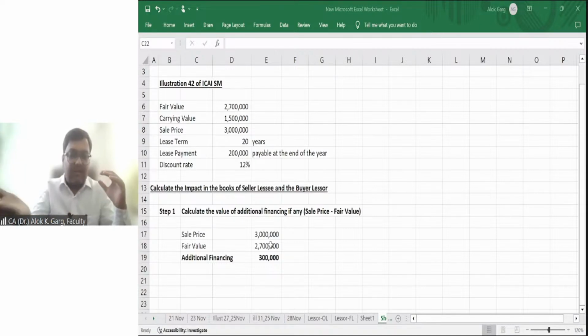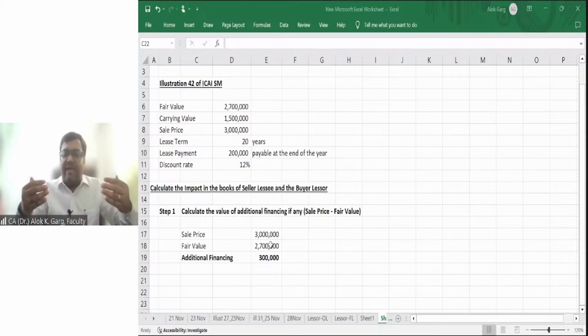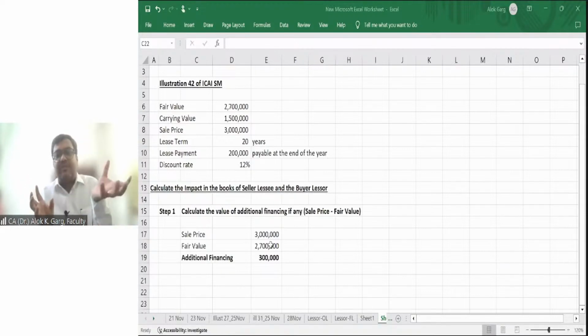What am I paying back to the buyer? 2 lakh rupees every year, right? For a period of 20 years, that means 2 lakh rupees multiplied by 20, 40 lakh rupees. I am paying back 40 lakh rupees to the buyer. So now I need to allocate my lease payment of 40 lakh rupees in the ratio of present value. Every year I am paying 2 lakh rupees. Some portion I am paying for the loan, some portion I am paying for the right of use of the lease asset, right?